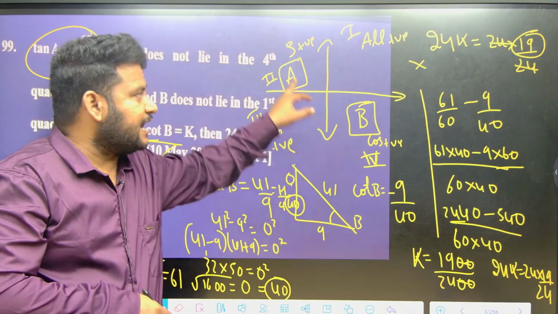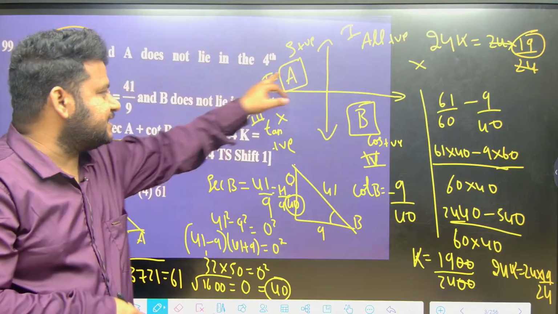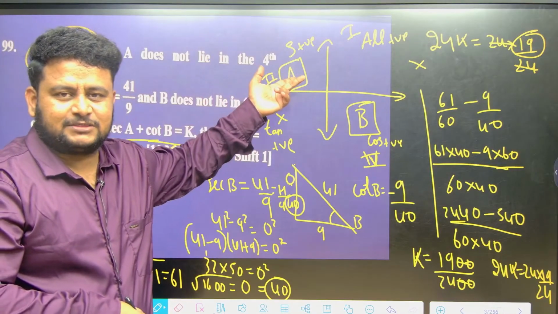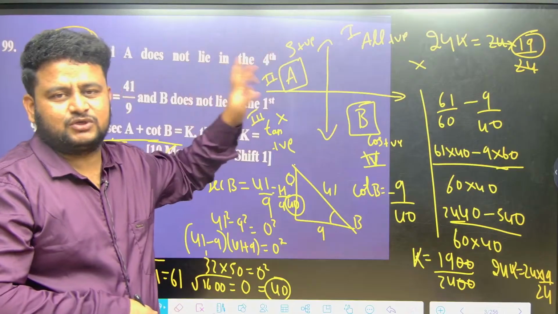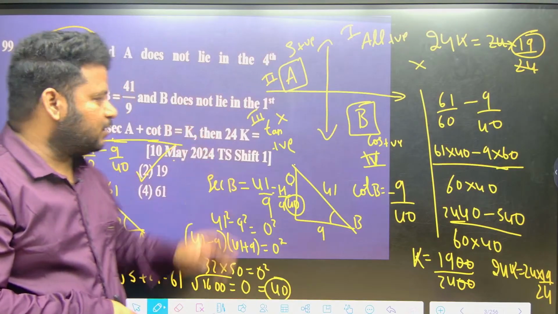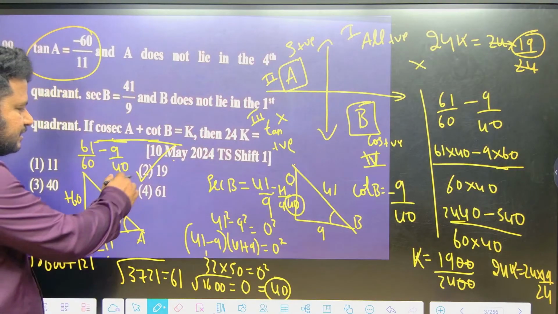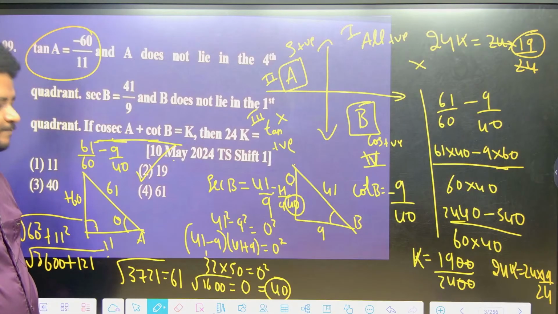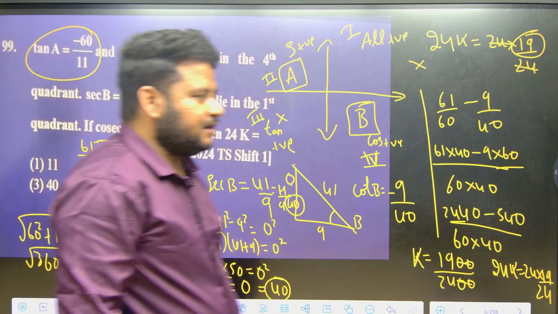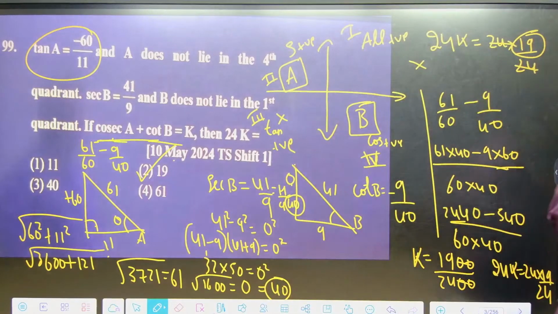Tan here is negative, but they are asking cosecant. Cosecant is positive because cosecant is the reciprocal of sine. In the second quadrant sine is positive, that means cosecant is also positive. So we will get the answer as 19. Clear, friends? You can just take a screenshot of the solution if you want.